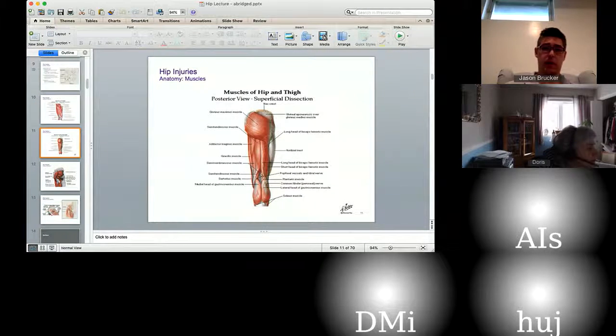Posterior view, again, showing the gluteus muscles, which is important for hip extension, your hamstring muscles, which also play a role in postural support as well as knee flexion, and the various other structures, including the IT band or iliotibial tract, which helps provide a lot of passive support.